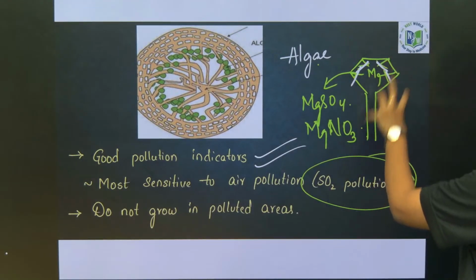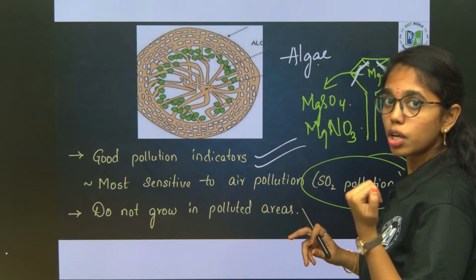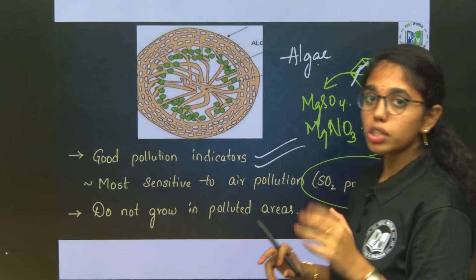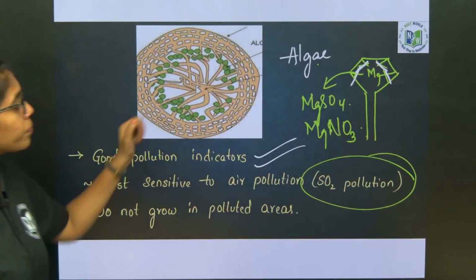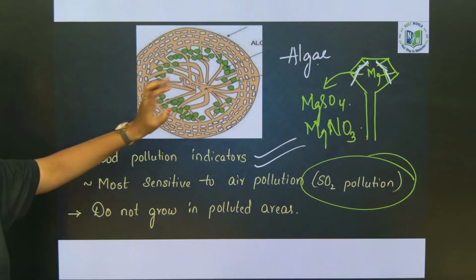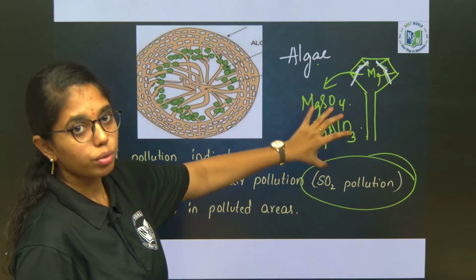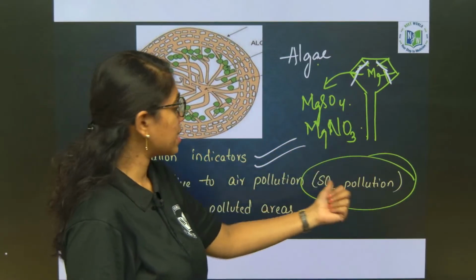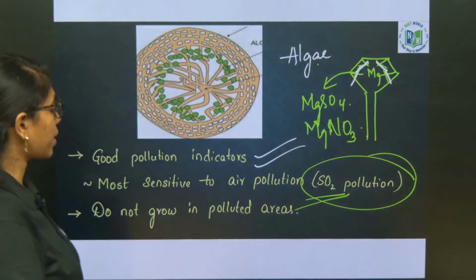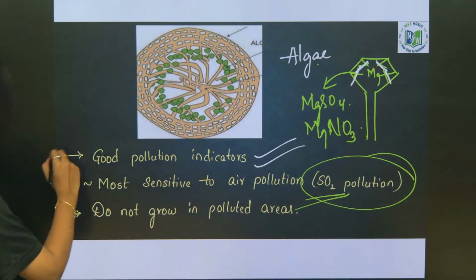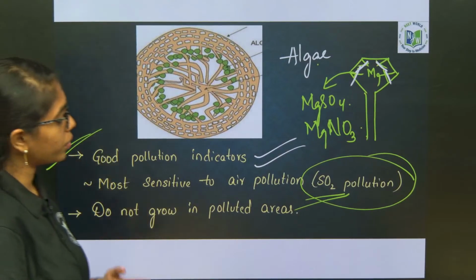When the structure of chlorophyll is diminished, is there a possibility of photosynthesis? No. As such, no photosynthesis, no nutrition, fungi cannot survive. So, what happens? The lichen cannot survive in polluted areas because it is very much sensitive to pollutants like sulfates and nitrates, mostly sulfur dioxide type of pollution only. So, that is how they are called good pollution indicators. They do not grow in polluted areas.